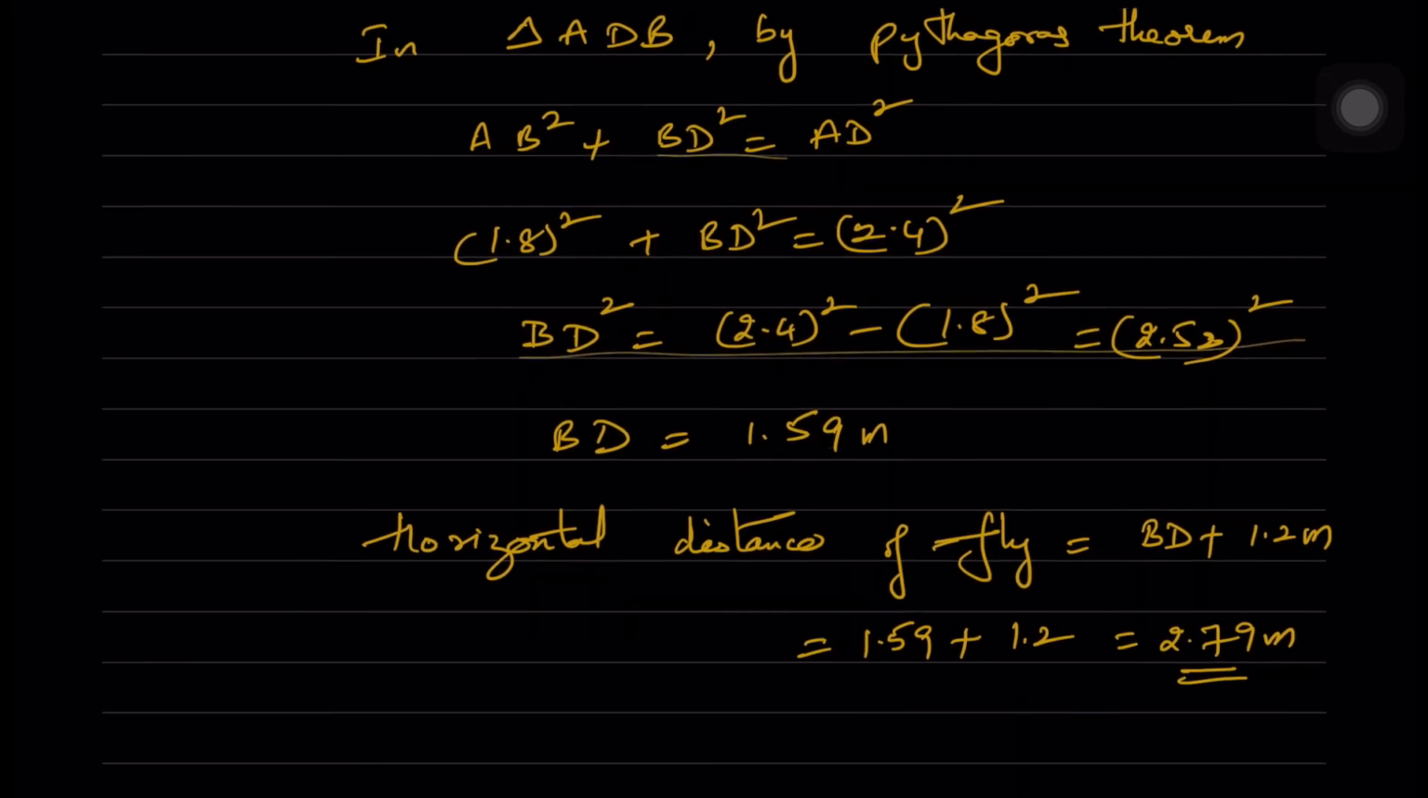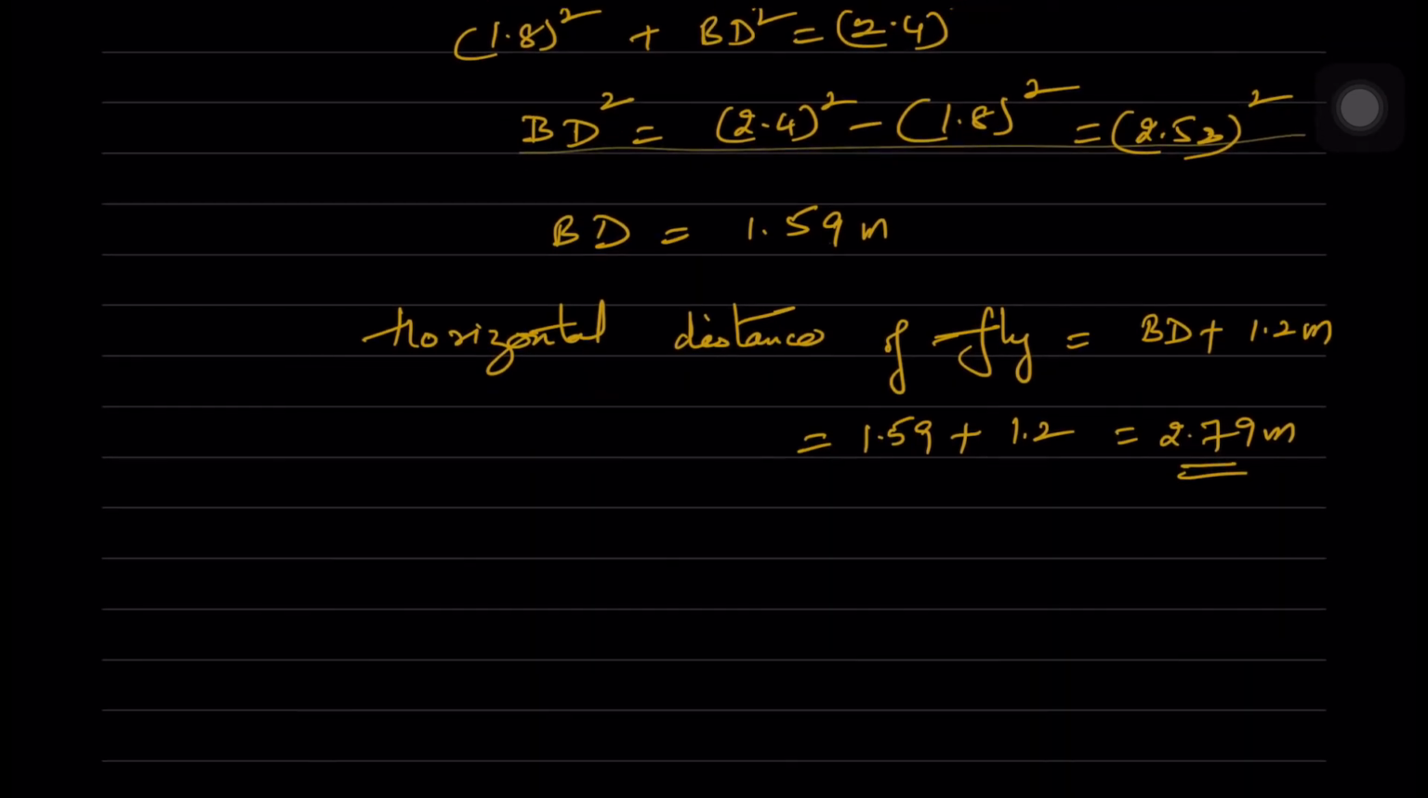So the horizontal distance of the fly is equal to BD plus 1.2 meters, which is equal to 1.59 plus 1.2, which is equal to 2.79 meters.